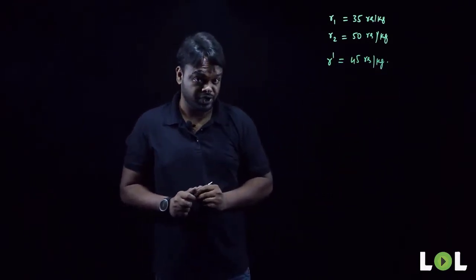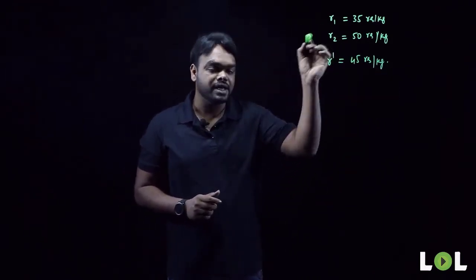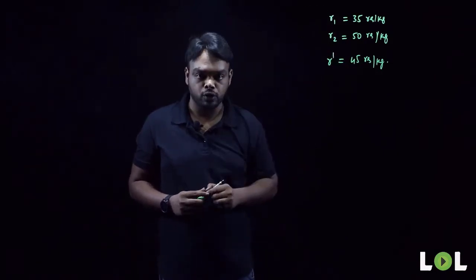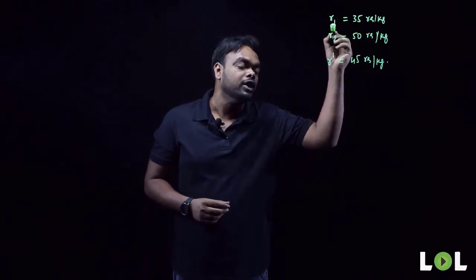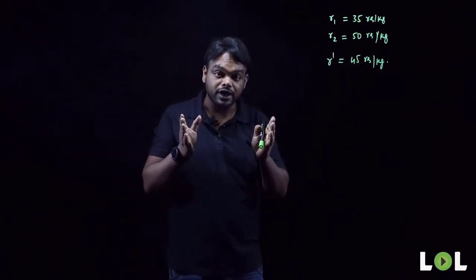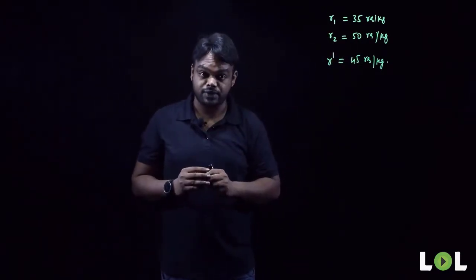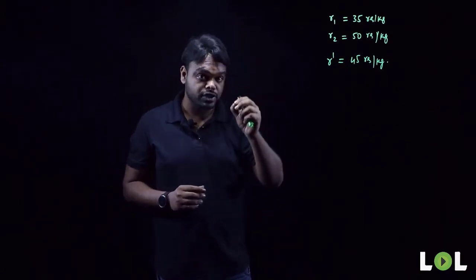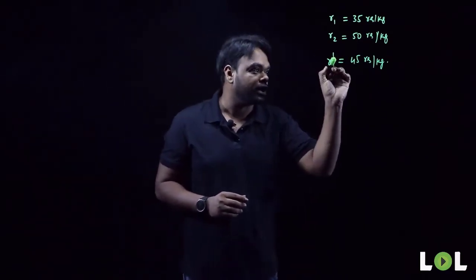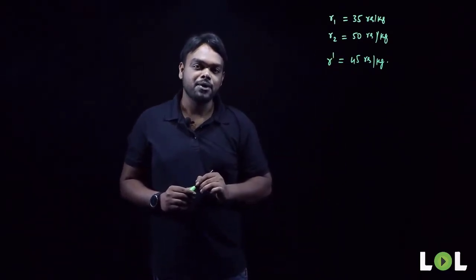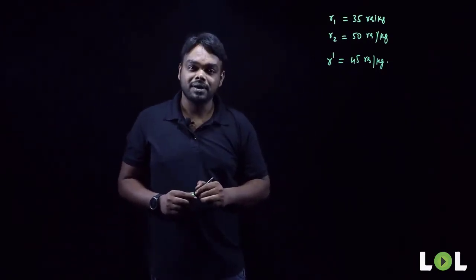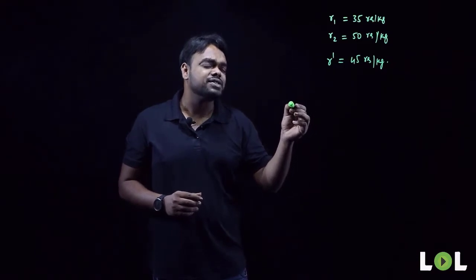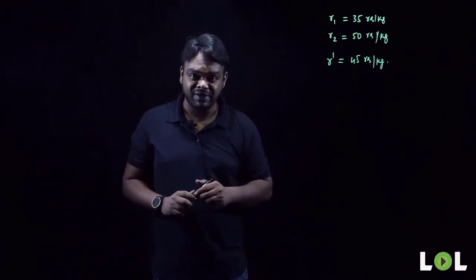Let me make you understand the question again. You have two types of rice, let's call them R1 and R2. R1 costs you 35 rupees per kg and R2 costs you 50 rupees per kg. In what ratio must these two rice be mixed so that the mixture should cost 45 rupees per kg? Well, you have already done this in averages, because mixtures and alligations is just a combination of ratios and averages.